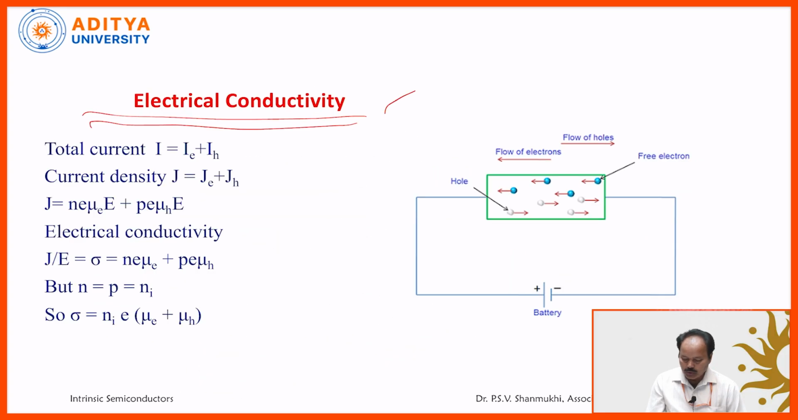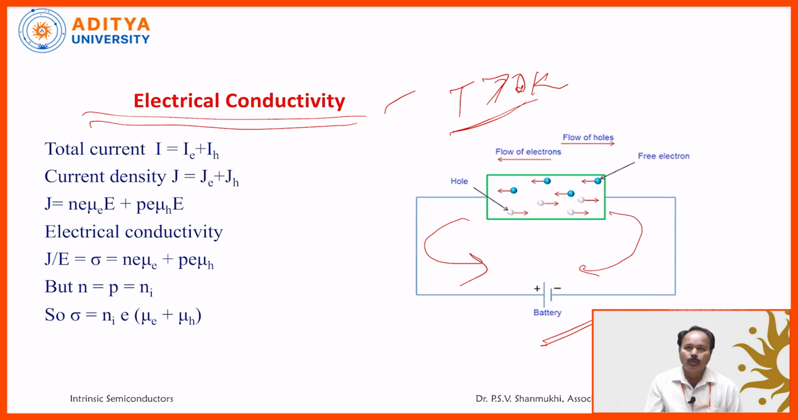Anyhow, coming to the semiconductor slab. At any temperature T greater than 0 degree Kelvin, there are some electrons and holes in the semiconductor. This is connected to a battery like this. When the electric field is applied, what happens? Electrons are traveling towards the positive terminal, holes are moving towards the negative terminal of the battery.